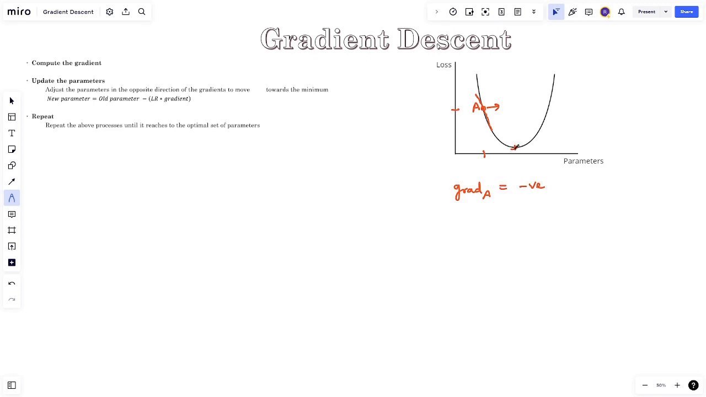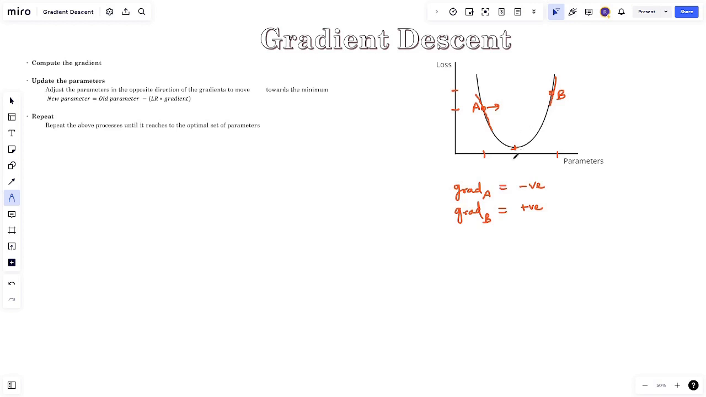Now what if we are initialized with a set of parameters which is around here? So our initial loss value is somewhere around here, and if we draw a tangent here, the gradient at this point, let us call it point B, will be something positive. So the gradient at B is positive. For this loss to reduce to the minimum value, we need to decrease the values of the parameters so that this point moves towards this minimum point.